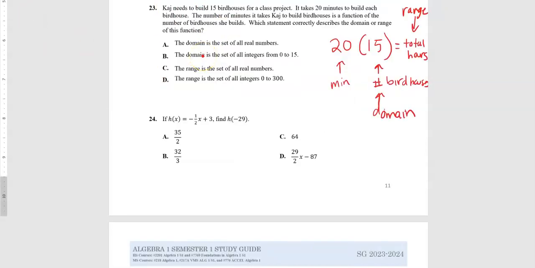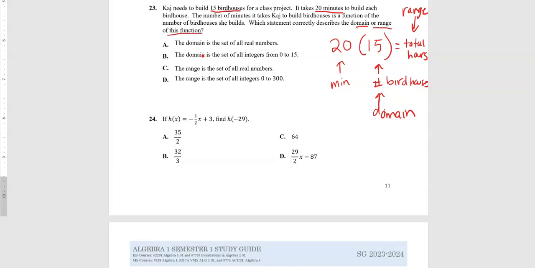All right, we have Kaj here needs to build 15 birdhouses for a class project. It takes 20 minutes to build each birdhouse. The number of minutes that it takes Kaj to build birdhouses is a function of the number of birdhouses she builds. Which statement correctly describes the domain or range of this function? So we're looking for one answer here.